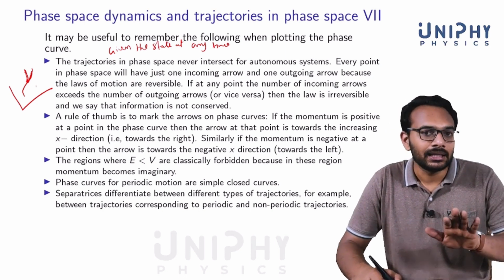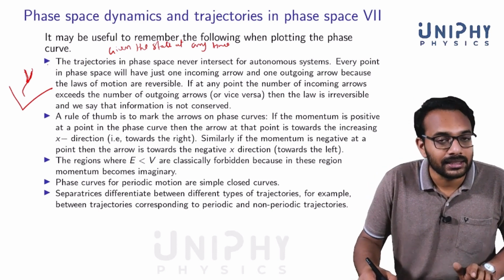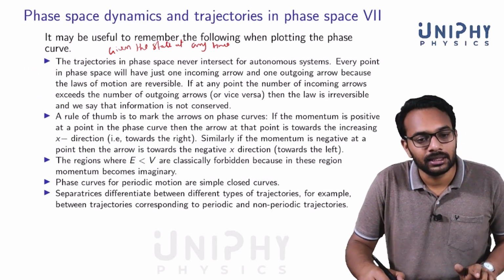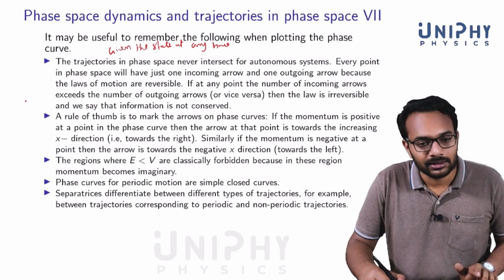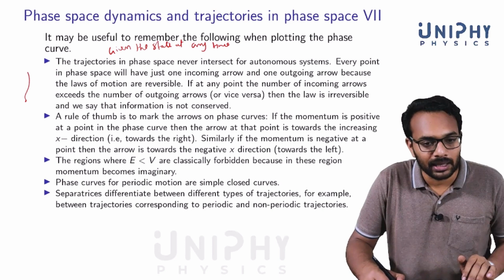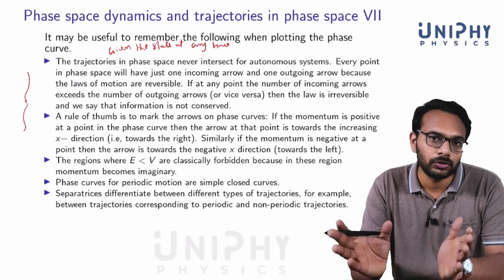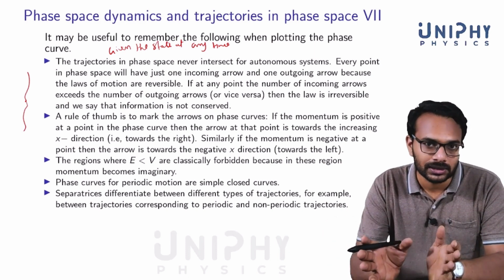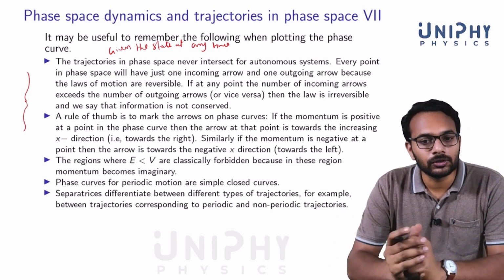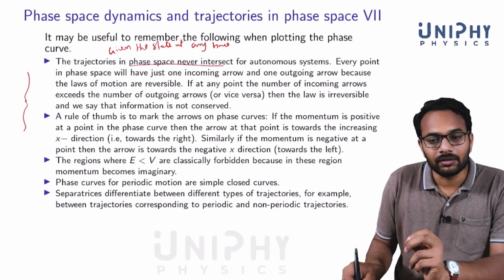There cannot be two futures corresponding to a given particular state. That's not allowed. That's known as conservation of information. That's also known as determinism. This is a very fundamental rule in physics. If the state is given, then its future and past are uniquely determined. There are no two possible futures. It is uniquely determined by the laws of physics. This is the reason why the trajectories in phase space never intersect.